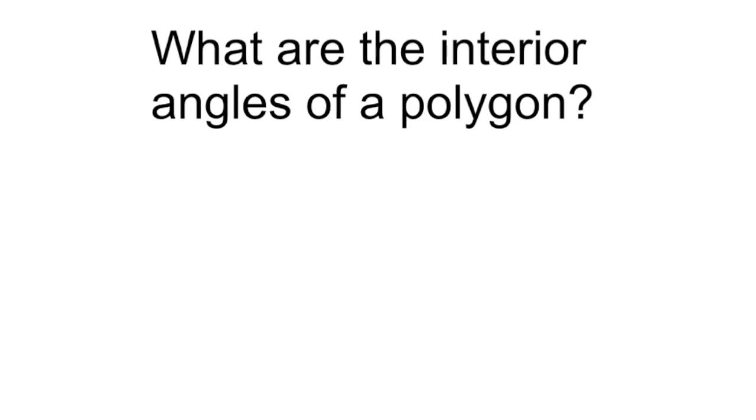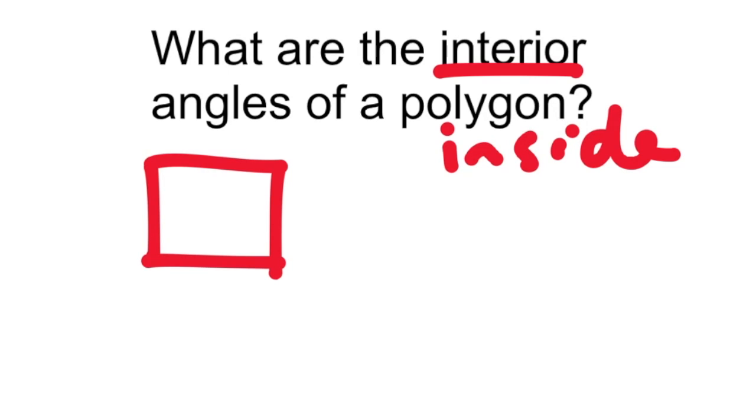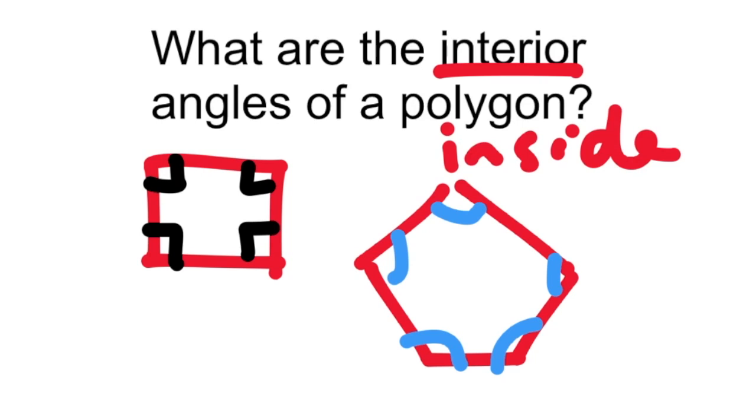What are the interior angles of a polygon? Interior means inside. So interior angles are all the angles inside a polygon. Here's a square. The 4 right angles are on the inside. Those are the interior angles of the polygon. If I have a pentagon, the interior angles are these 5 angles on the inside.